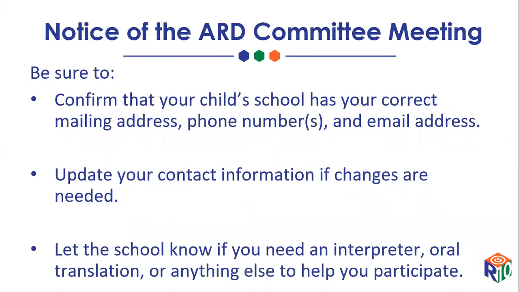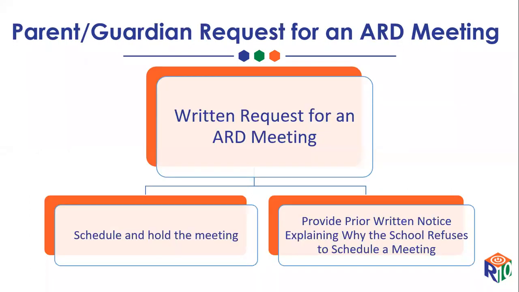Some recommendations to make sure the campus has the information they need to inform you about the meeting include: confirm that your child's school has your correct mailing address, phone numbers, and email address. Update your contact information if changes are needed. Let the school know if you need an interpreter, oral translation, or anything else to help you participate. You may request an ARD committee meeting at any time. If you ask for an ARD committee meeting in writing, the school must either schedule and hold a meeting at a mutually agreed upon date and time, or within 5 school days, provide you with written notice explaining why the school refuses to hold a meeting.